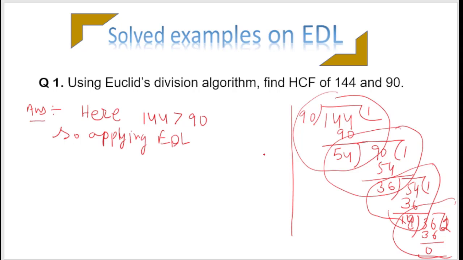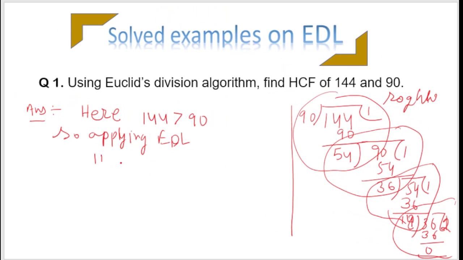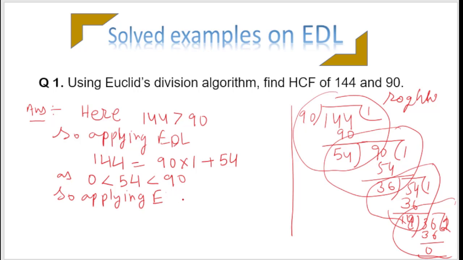Now do the copy paste of the steps from this rough work area. The first step is 144 equals 90 into 1 plus 54. Right, here as 0 is less than 54 less than 90. Now copy the second step. So applying EDL, 90 equals 54 into 1 plus 36. 0 less than 36 less than 54.